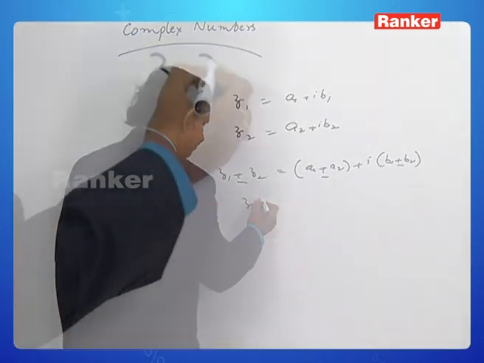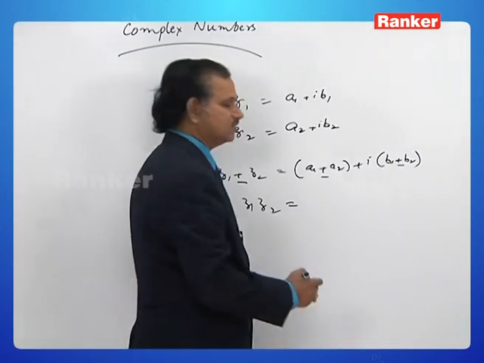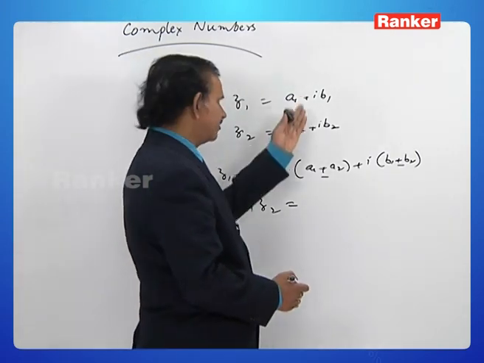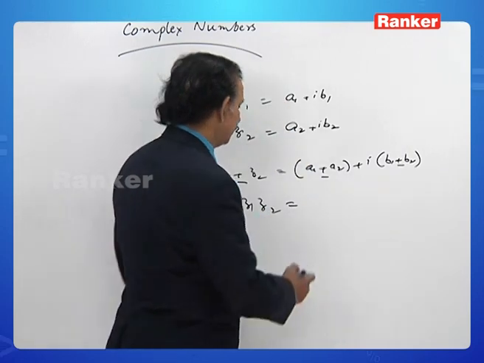Again, what is z1 z2? You can think of it as usual multiplication. Multiply these two. a1, a2.